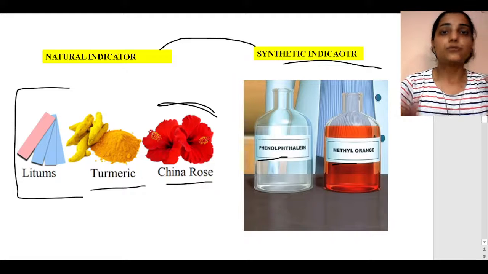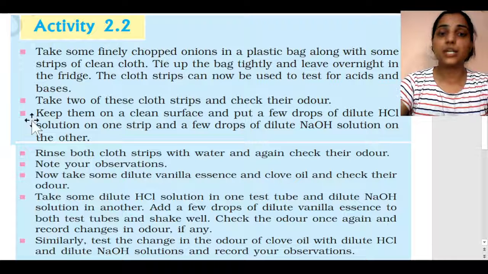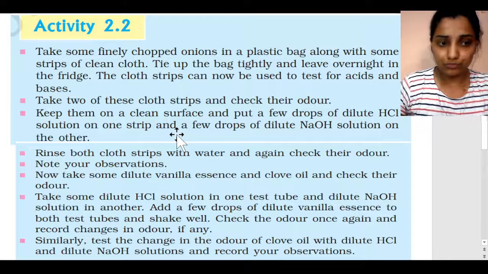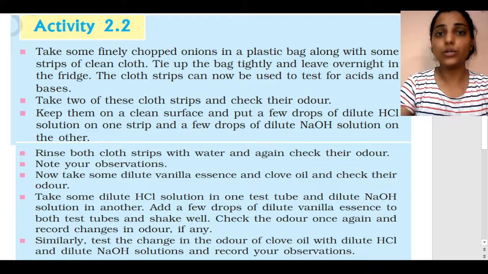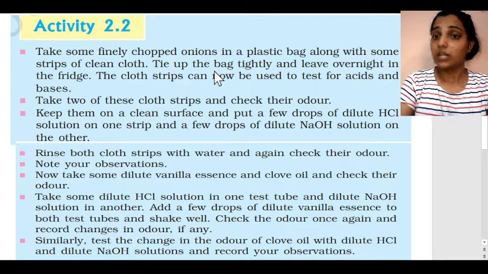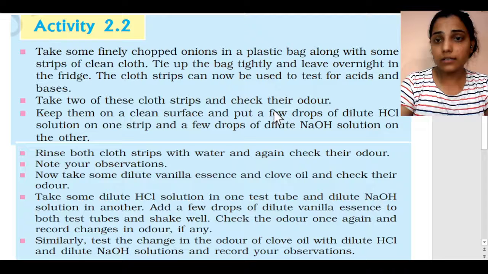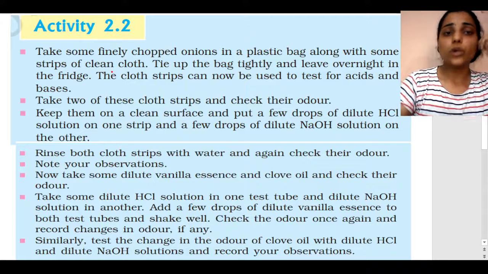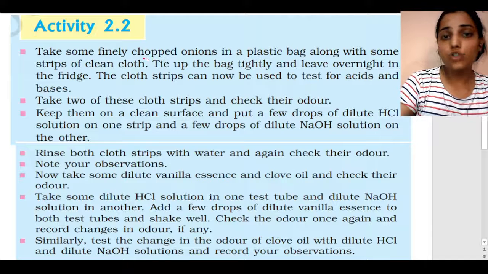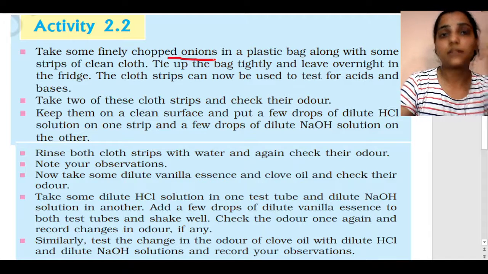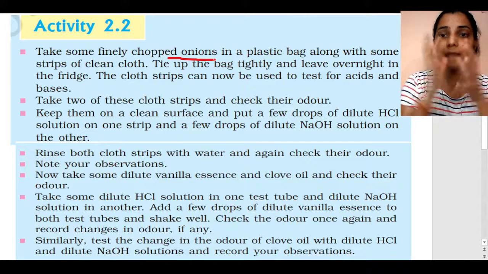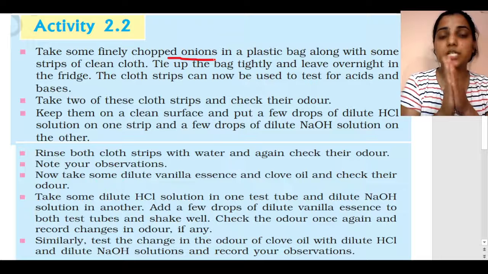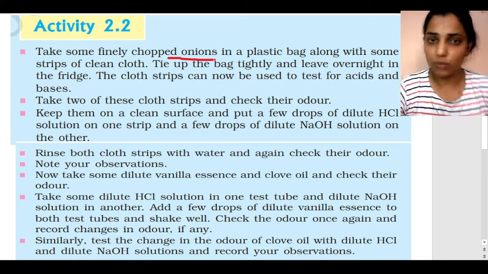Further in your NCERT there is an activity, activity 2.2. Let's find out what this activity is all about. Let me change the color and take red. Okay, what you have to do is take some finely chopped onions, and keep them in a plastic bag, along with some strips of clean cloth. Fine, okay, we have done this.